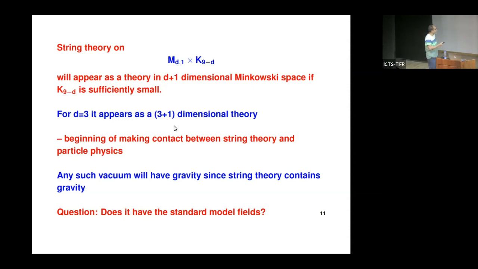In particular, if we choose d equal to 3, then this will appear as a 3+1 dimensional theory, and that's exactly the kind of universe that we live in. And this is the beginning of making contact between string theory and particle physics. This tells us how string theory can be relevant for particle physics, even though string theory intrinsically lives in 9+1 dimensional space-time. Now, any such vacuum will of course have gravity, because string theory contains gravity. This I have already said. The question that is of interest to us is, does it have the standard model fields?